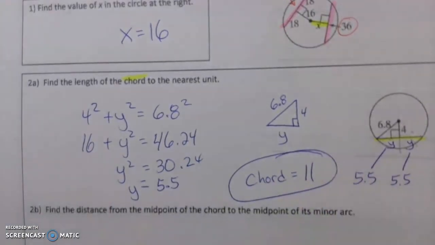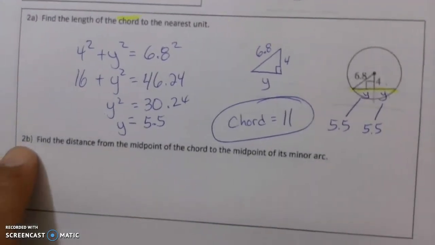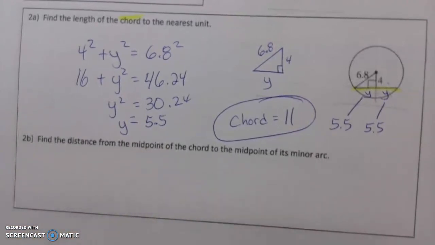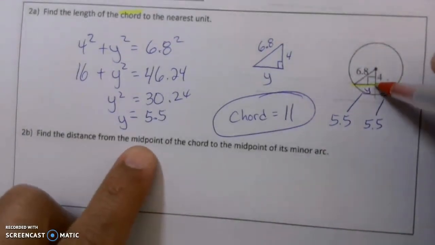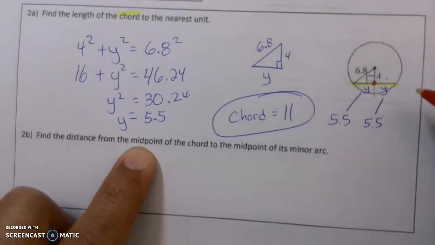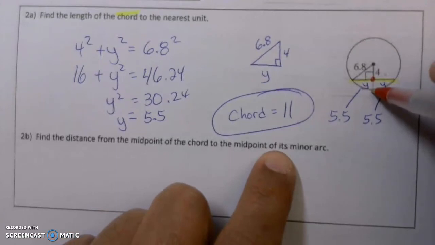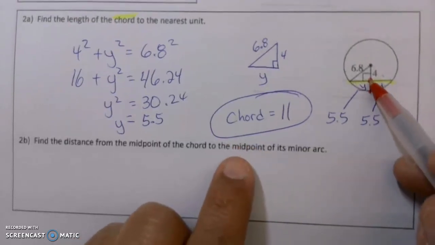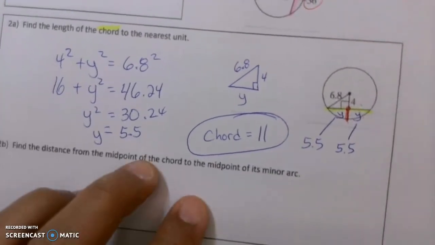Okay, one last one. Find the distance of the midpoint of the chord to the midpoint of the minor arc. So what the heck is that saying here? From the midpoint of the chord, this is the midpoint, I put a red dot there, to the midpoint of the minor arc. So this is the arc. So basically, you want to figure out this line right there in red, because this is the arc they're talking about. So what's the distance between the midpoint to that arc? So we need to figure out this red line here.